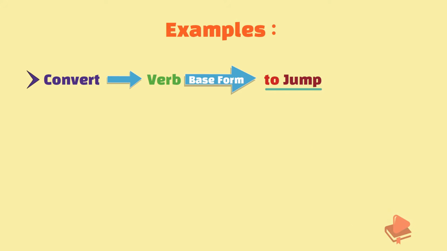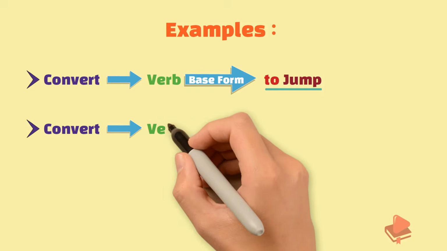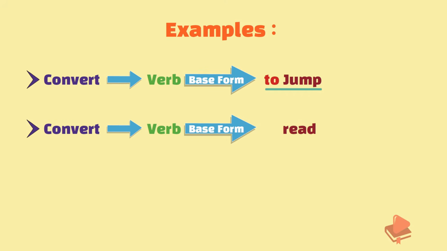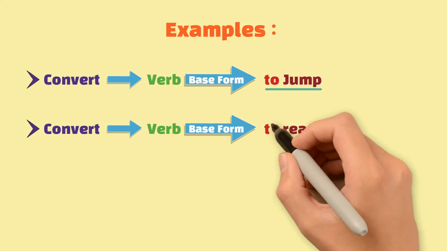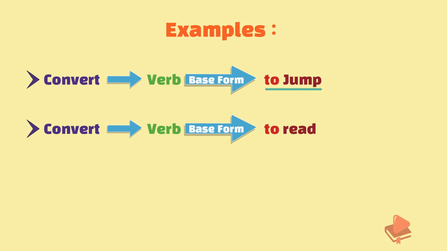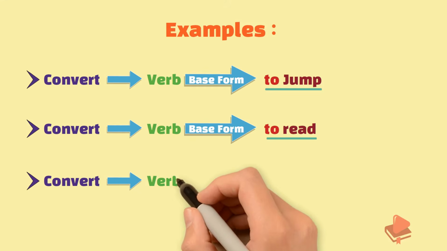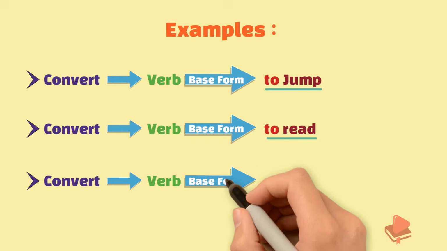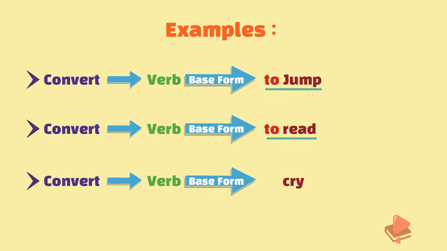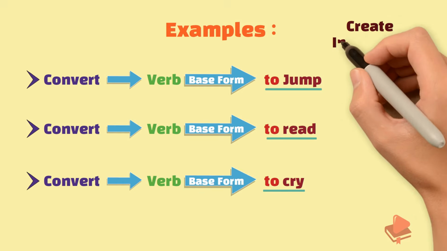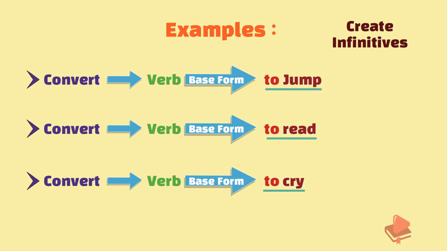Let's see one more example. To convert the verb read, which is in the base form of the word, we add to before the verb read. So it becomes to read. And to convert the verb cry, which is in the base form of verb, we add to before the verb cry. So the word becomes to cry. These are some of the examples. Now we got to know about how we make or create infinitives.